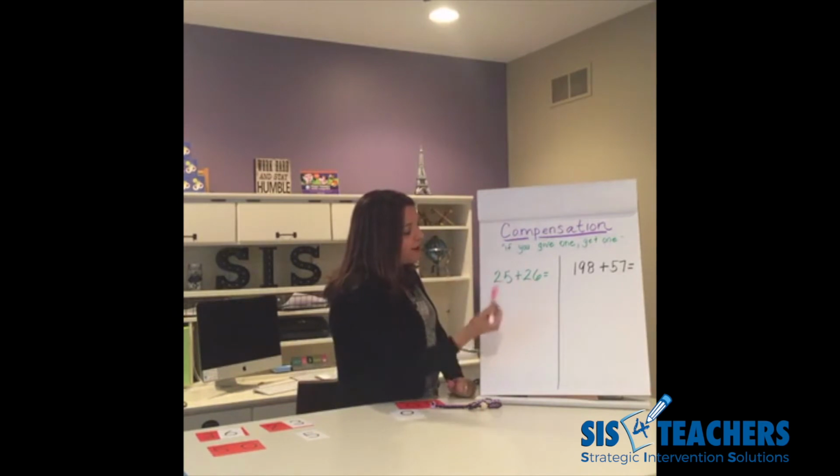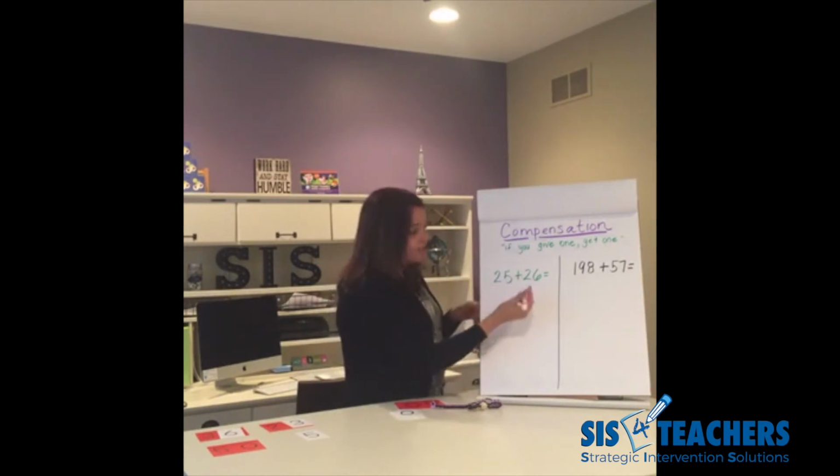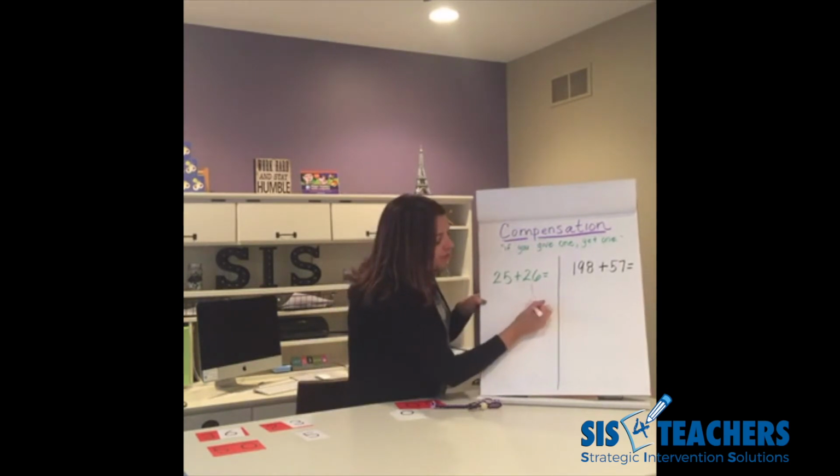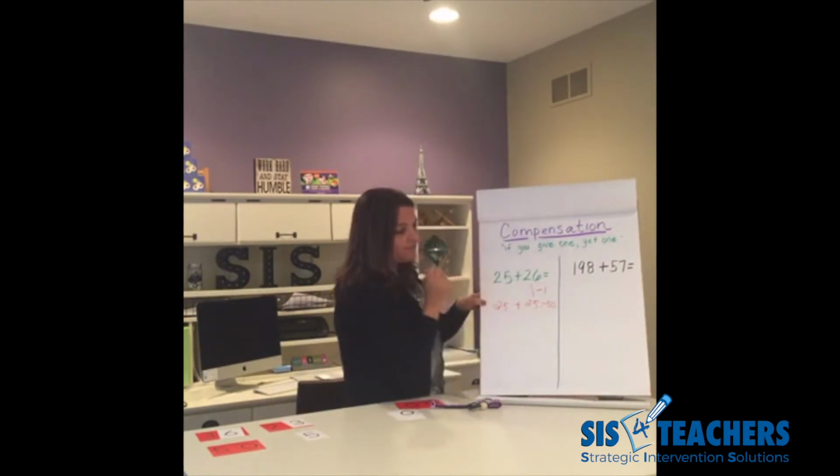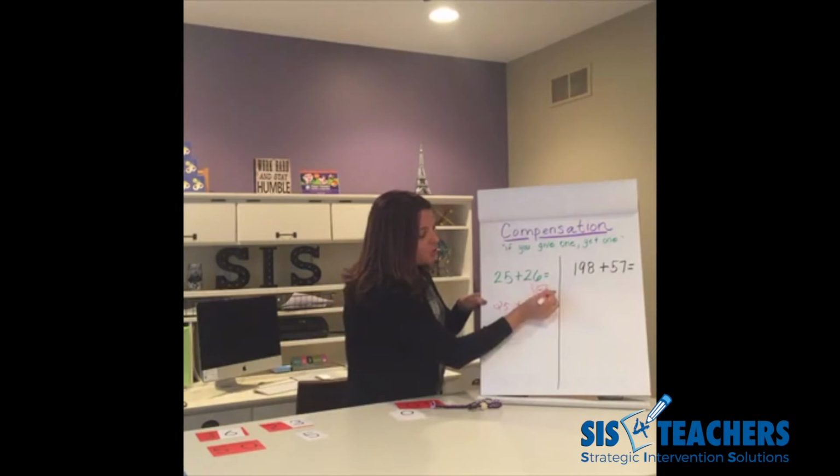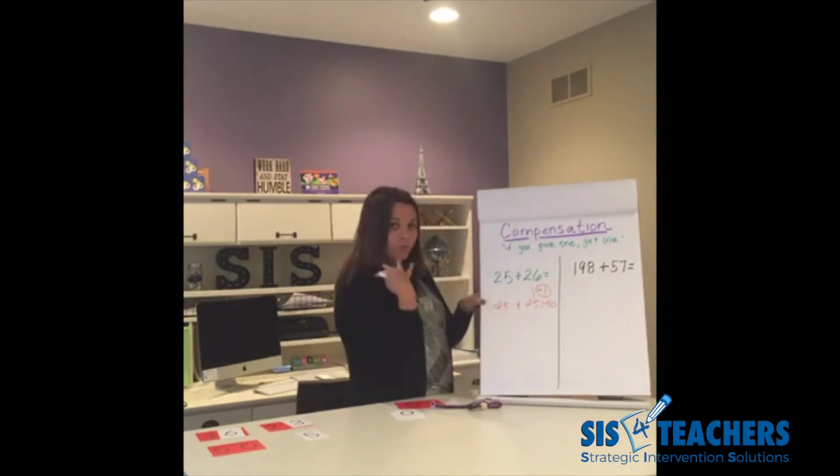So for 25 plus 26, it's very similar to looking at 25 plus 25. So I'm going to just change the problem temporarily to something that's a little bit more friendly to me. And so in actuality, I actually took away 1. And so 25 plus 25, if I'm thinking of quarters, that's easy because it's 50. But technically, I took 1 off, so I have to give 1 back.